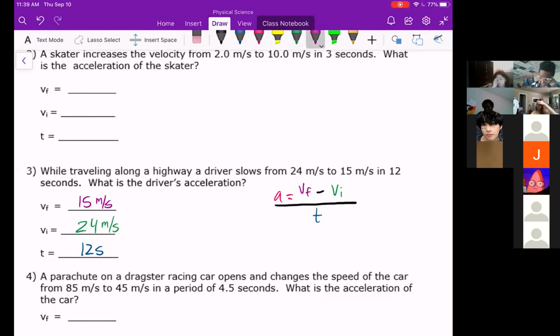So we have 15 for our final, 15 meters per second, minus 24 meters per second, divided by our time, which is 12 seconds. All right. Don't forget to either use your parentheses or make sure you hit enter after you use that top one. 12.